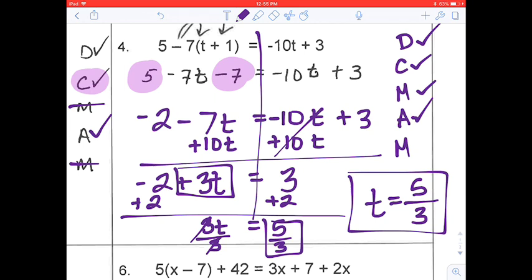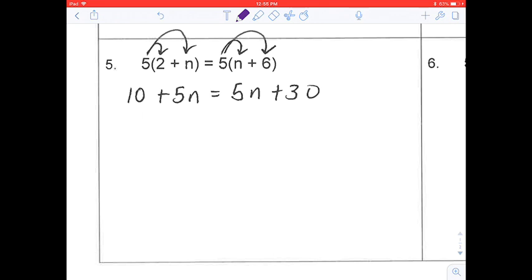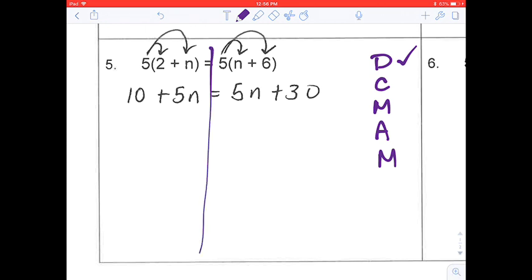Okay, let's look at the next problem, question 5, and this time I'm going to watch my negatives really closely. First thing I write in, my steps. Don't call me after midnight. DCMAM. First step is distribution, which they have done for me. How kind. 5 times 2 plus n equals 5 times n plus 6. On the left side, that gives me 10 plus 5n. On the right side, that gives me 5n plus 30.